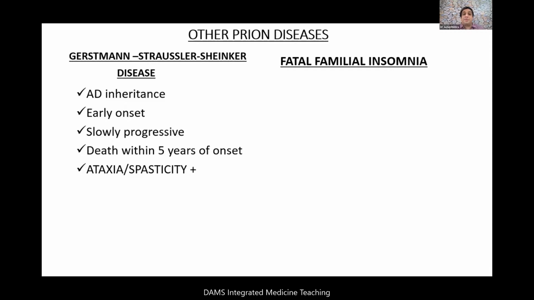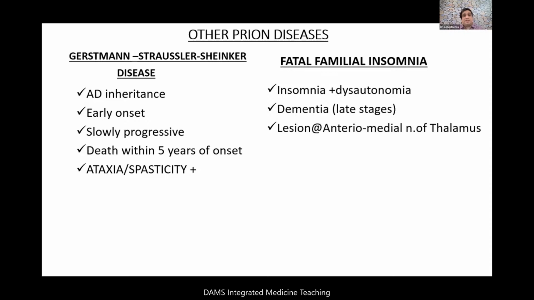And then fatal familial insomnia. Remember that. As the word insomnia comes in, there is insomnia with some dysautonomia seen in them. Dementia comes later in them. The lesion is seen at the anteromedian nucleus of the thalamus. This has been a question recently in PATH.